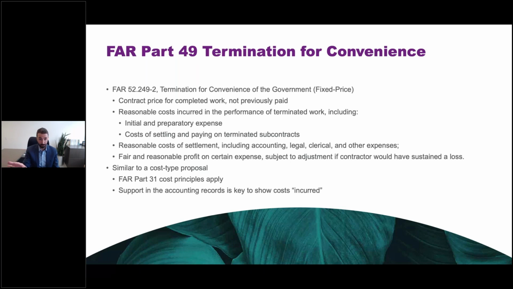In the default case, always read your contract. Your contract may have a clause that sends you a different direction. The default case under FAR Part 49 is what I'm talking about here.